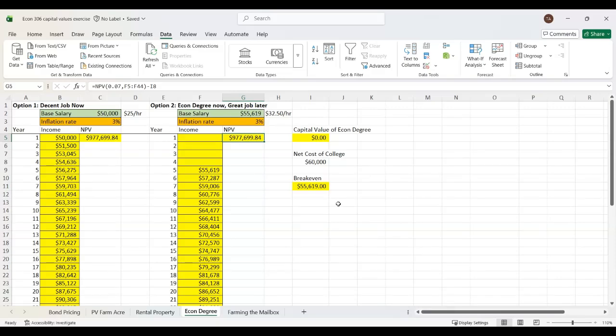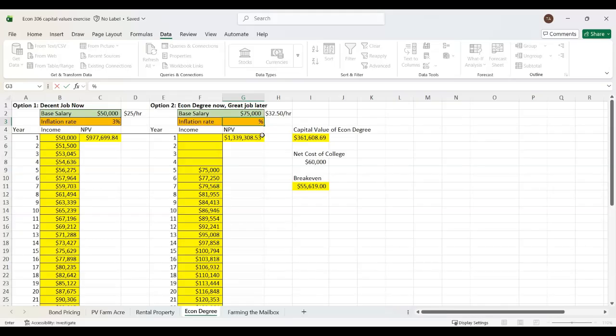I was sharing data on college wage premium with my principals class a few days ago, and I think the average college wage premium is still pretty close to $30,000. So, what if your salary is 75,000, your capital value is up to, and let's say your growth rate is, I'll be maybe a little more generous here, your growth rate's 5%. Wow, that capital value really starts to rise.